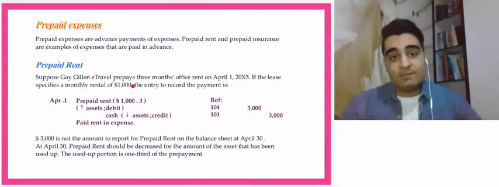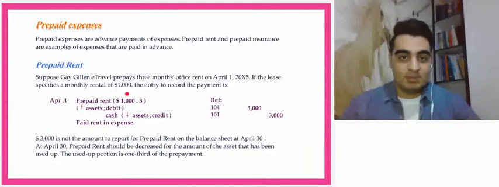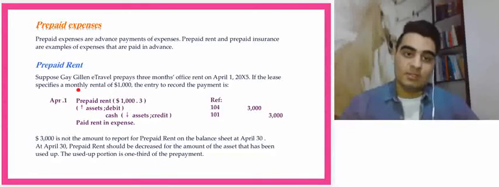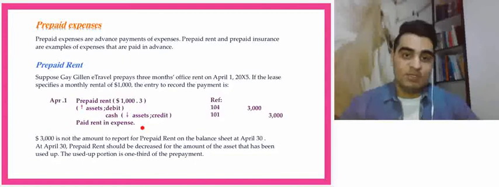Suppose Gagel and e-travel prepays 3 months of rent on April 1st, 2000x5. If the lease specifies a monthly rental of 1,000, the entry to record the payment is, for 3 months, $3,000, because the monthly rental is 1,000. So this will be our entry for April 1st. Prepaid rent is debited 3,000 because it's an asset and it increases. And for cash, because we paid, it decreases, so we credit the amount of $3,000.